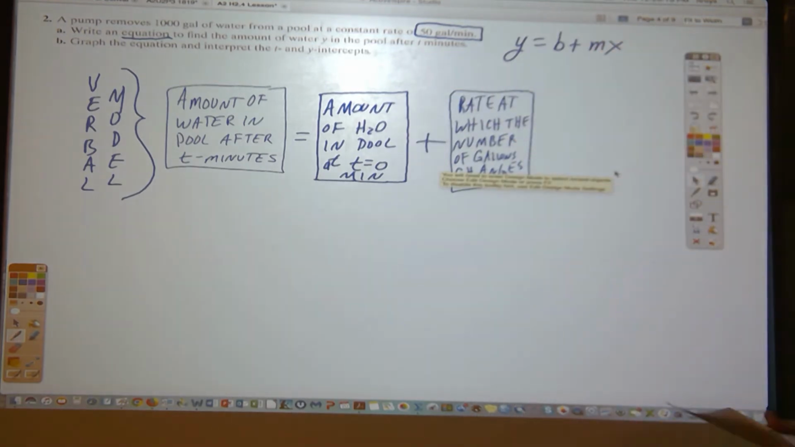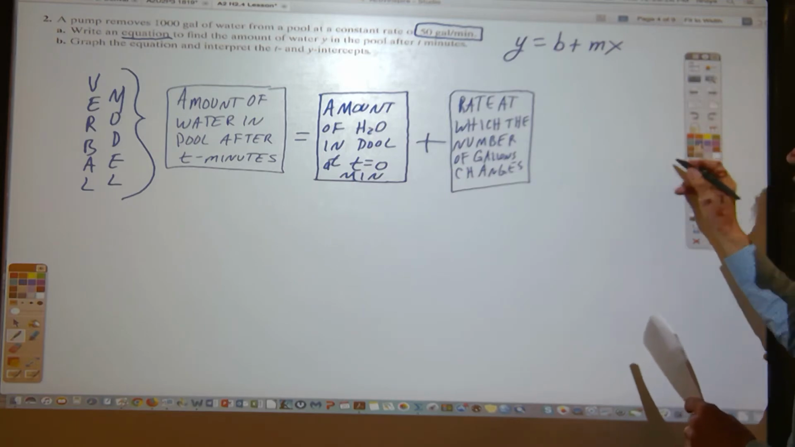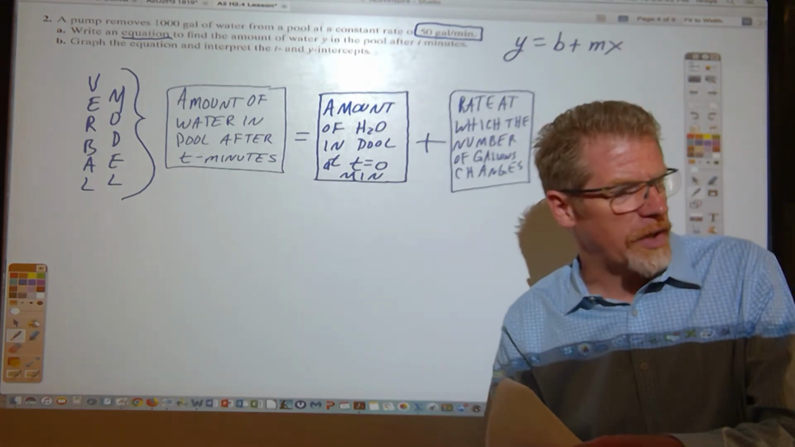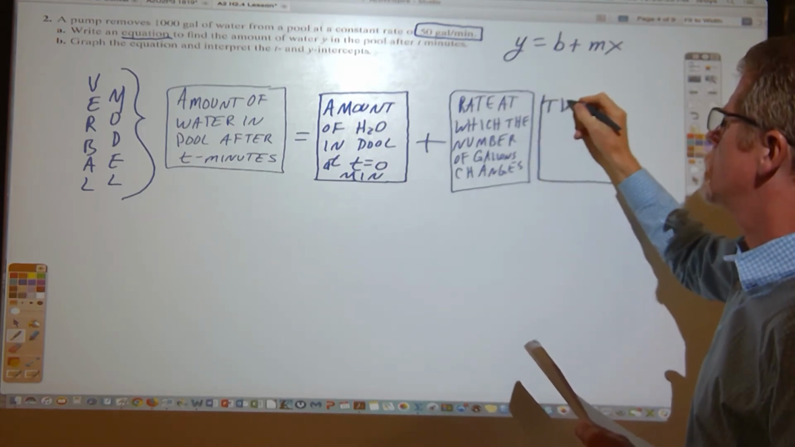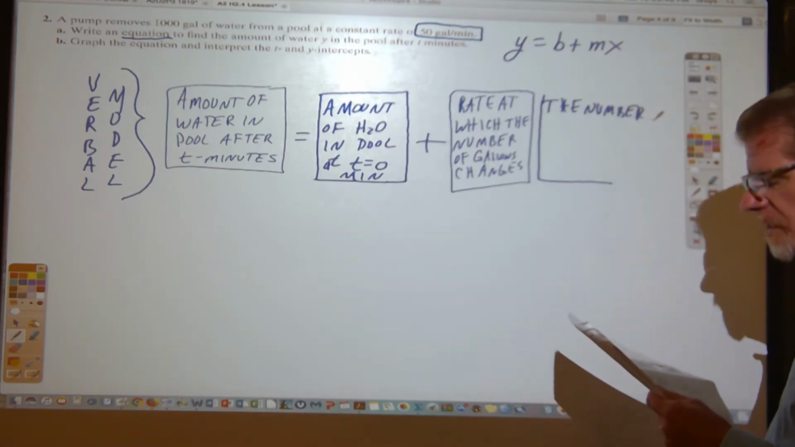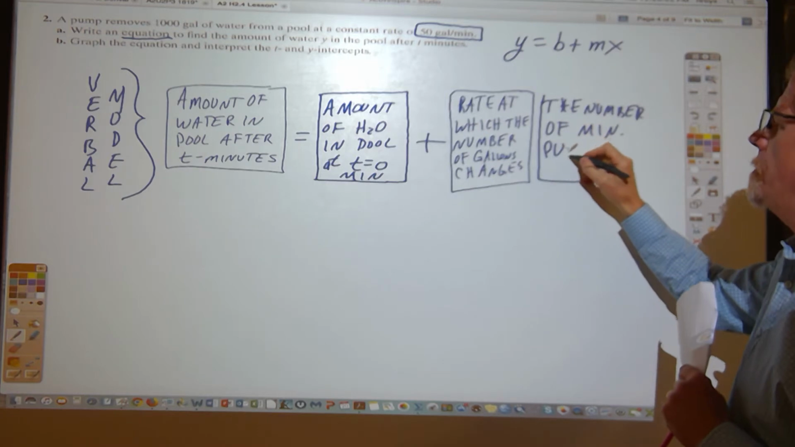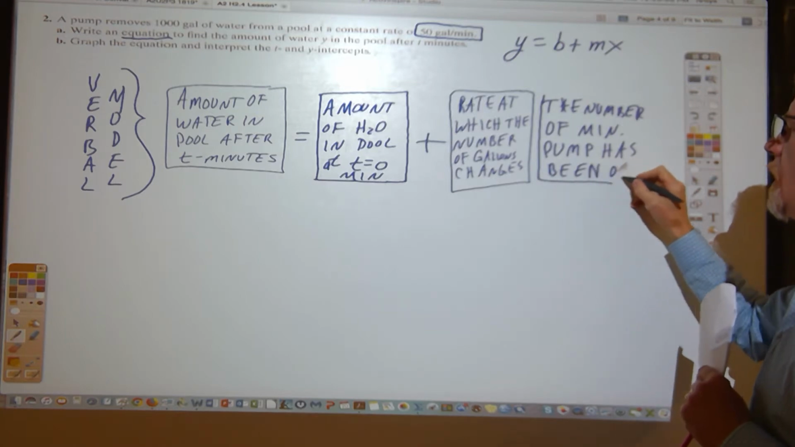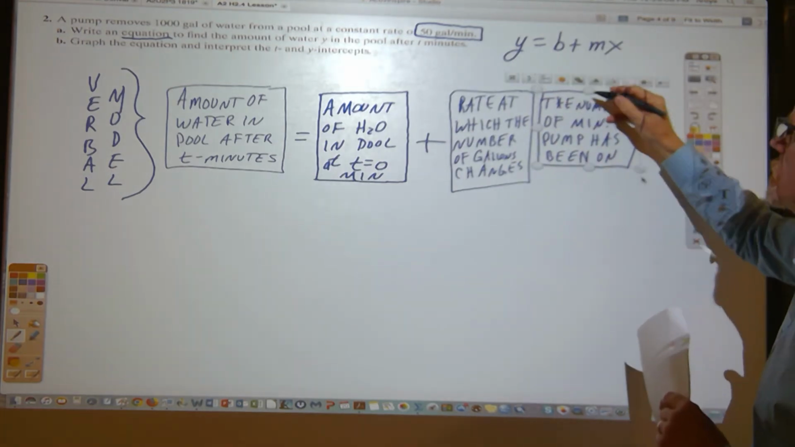Now the input. The input is not x. In this case, it's t, which is the number of minutes the pump has been operating. So instead of multiplying by the number of days that the ticket giveaway promotion has been operating, here we're going to multiply by the number of, words first, the number of minutes pump has been on. Okay? So, 4 boxes.